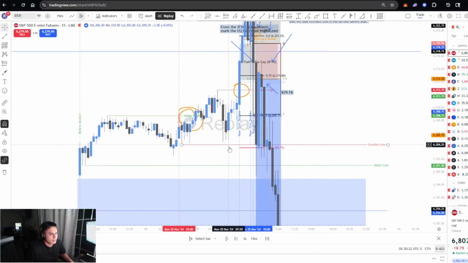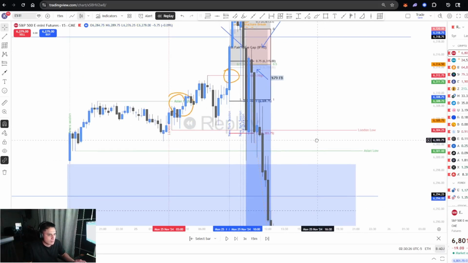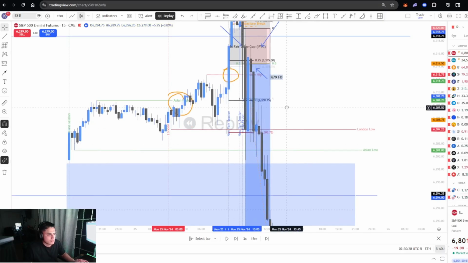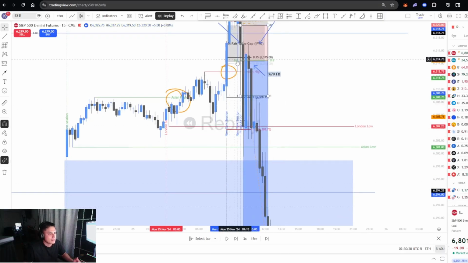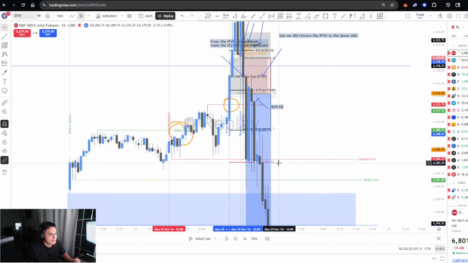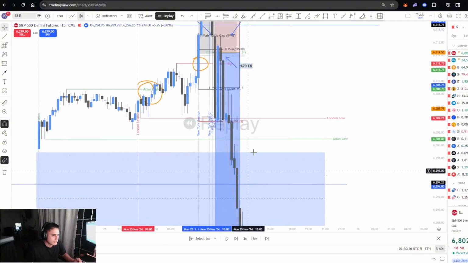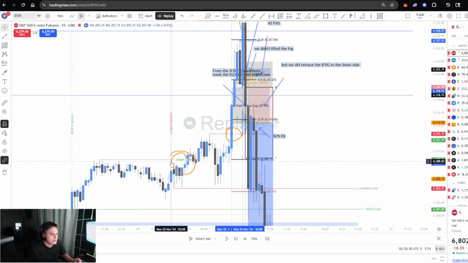If this would have been a manipulation back to the downside and took out Asian lows, then you want to wait for New York session to decide if it's going to go back up to the upside and take out London highs, or if it's just going to take out London lows and continue going downtrend. So in this situation, London session took out Asian highs. We marked our London highs here, marked our London highs there, right?